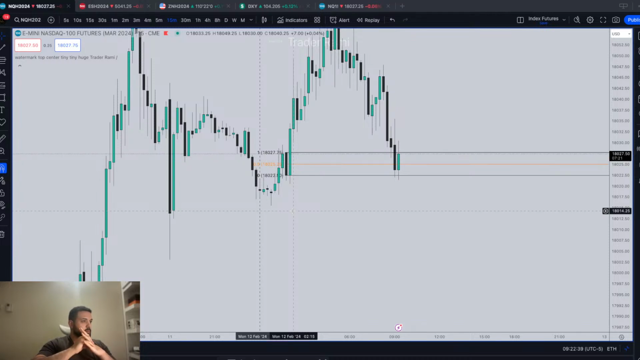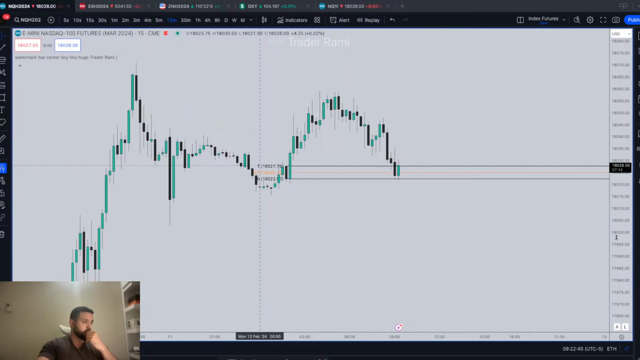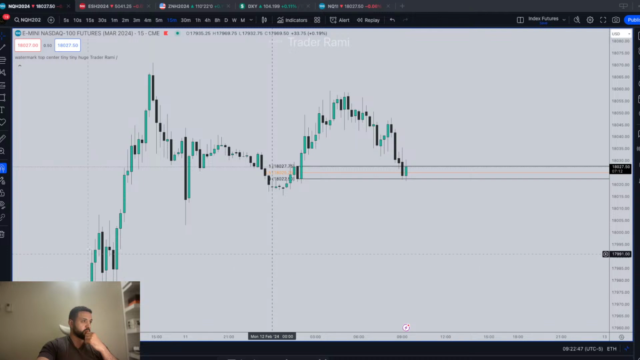What's going to happen after that? I said that on the 30-minute we've got a level, which is also visible on the 15-minute. So it could come down as far as 17993, which would be this level here, and then see how price reacts off it.